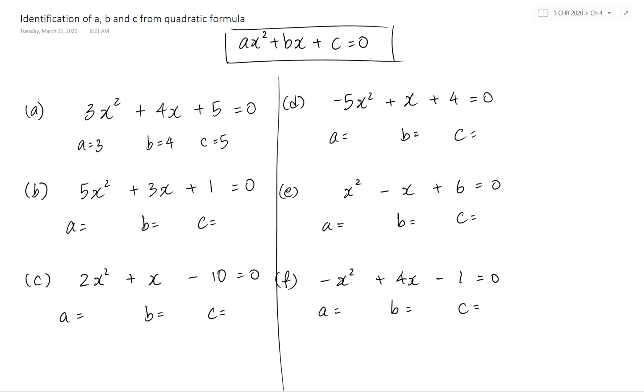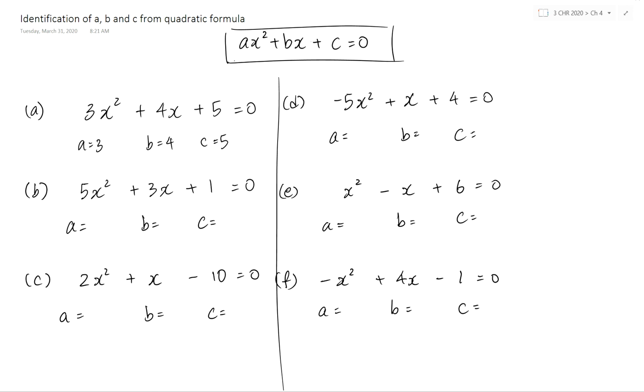What is the coefficient of x? And what is the constant term? C. Alright, so now we are going to identify what the values of A, B, and C are. A, B, and C are coefficients. So in this part A, what is the coefficient of x squared? 3. Now this 3 corresponds to the A. So A is equal to 3. B is equal to 4. C equals 5. Get how this works?